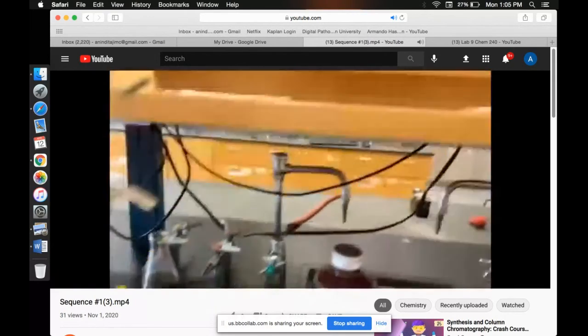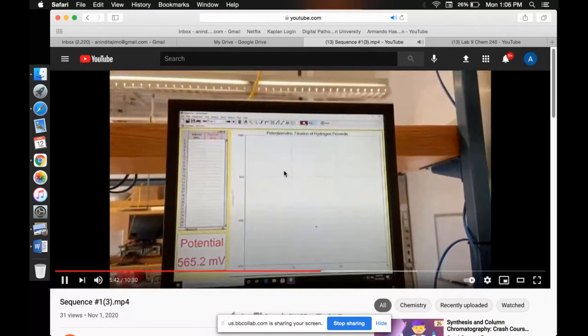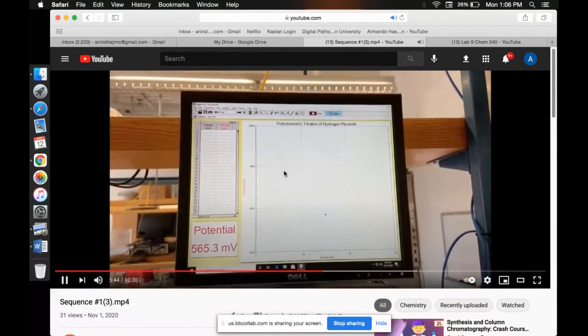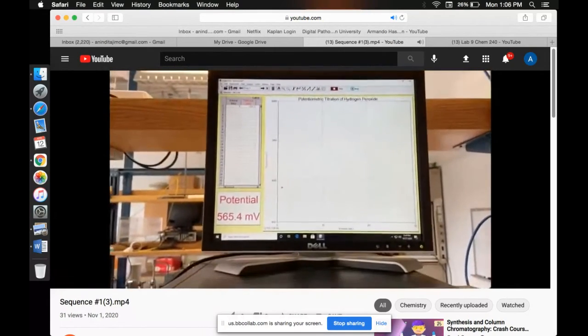Okay, so 1 ml I have added. As you can see here, I have started to collect. I put it here, actually collect, and then keep. So this is for the 1 ml. Okay, so this is for the 1 ml.